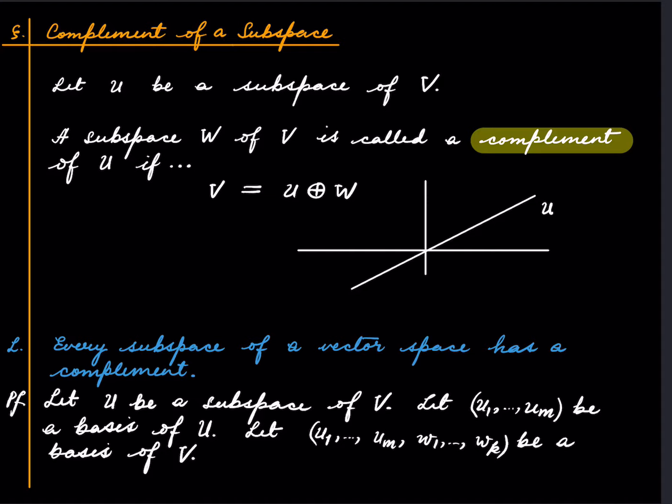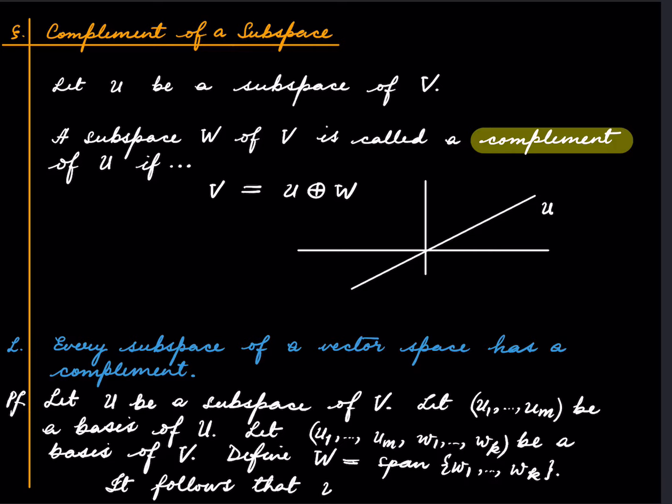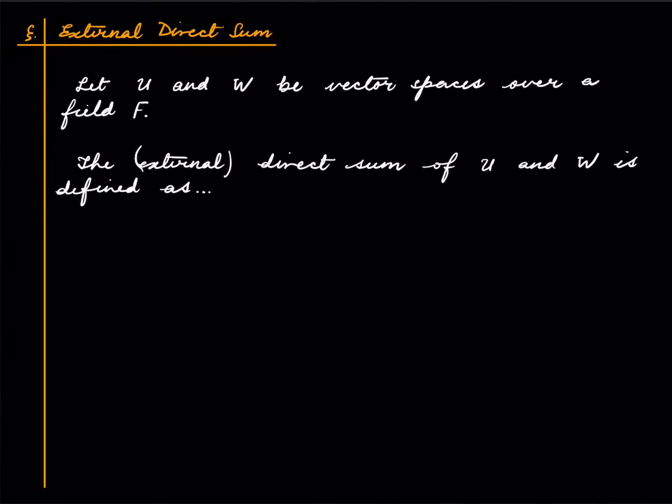Okay, so just define W as the span of the wi's, and then it follows, I leave that as an exercise, it follows that the vector space V is the direct sum, internal direct sum, of U and W. That's easy, so I leave it. Okay, so every subspace has a complement. That's nice. And now let us recall the notion of external direct sum and try to reconcile it with the notion of internal direct sum.